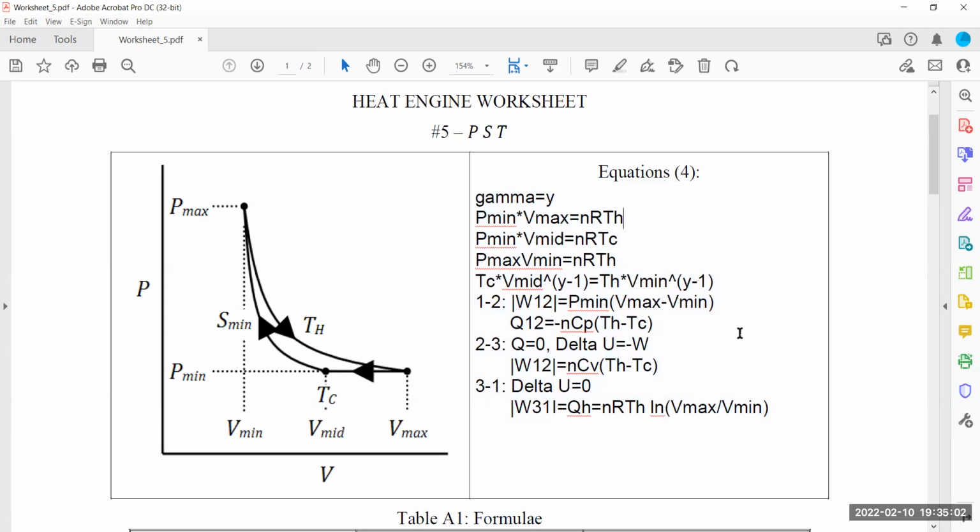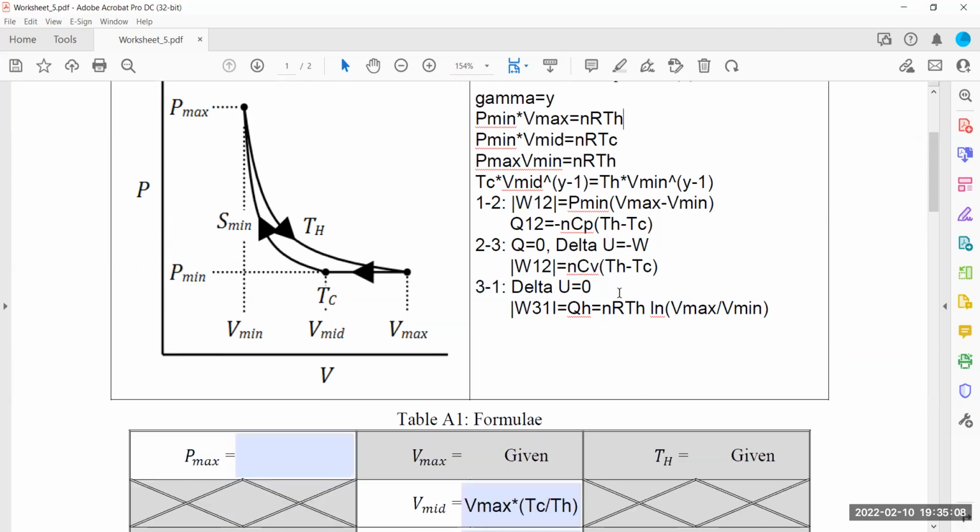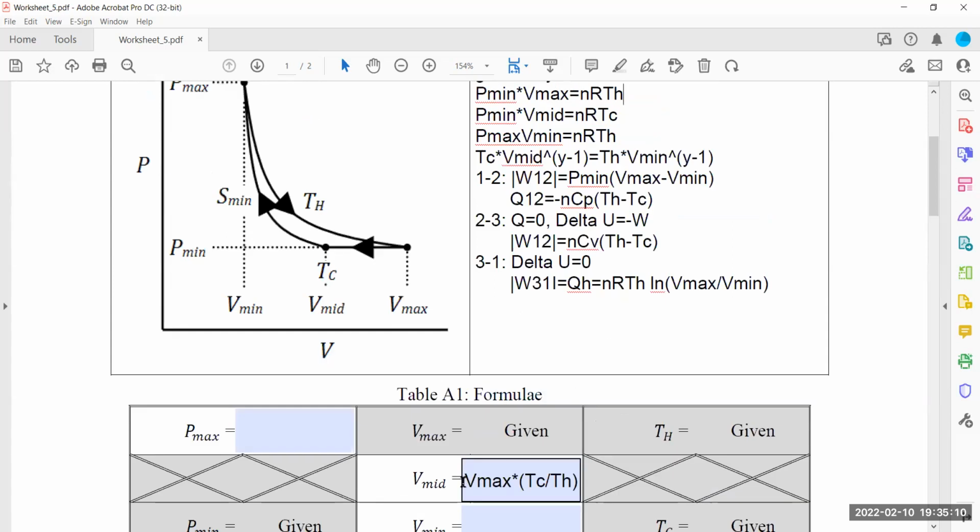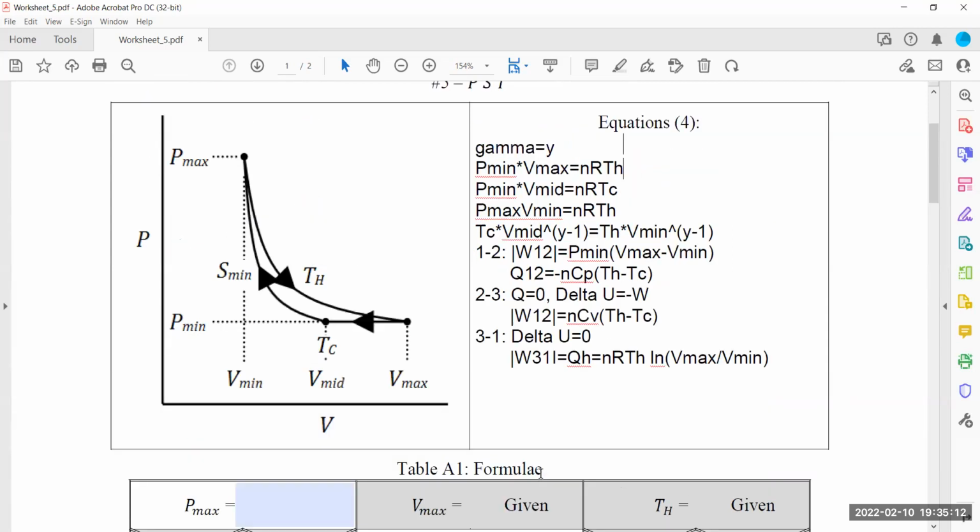Yes, no, maybe. Can we take a look at the equation again, just to be sure? Here is what I found. Vmid equals Vmax times the ratio of the two temperatures. All you have to do is take the ratio of these two expressions. Okay, I see it now, yeah.